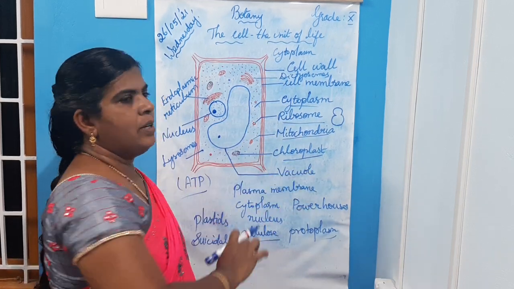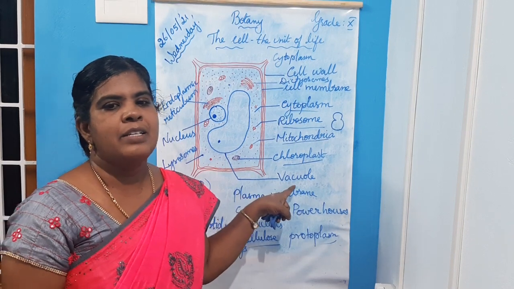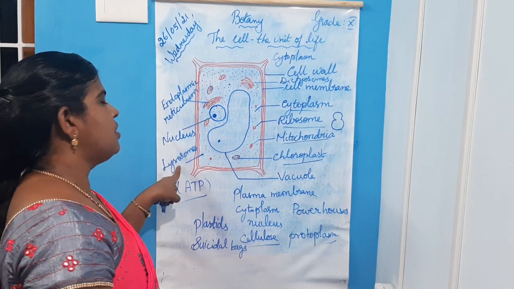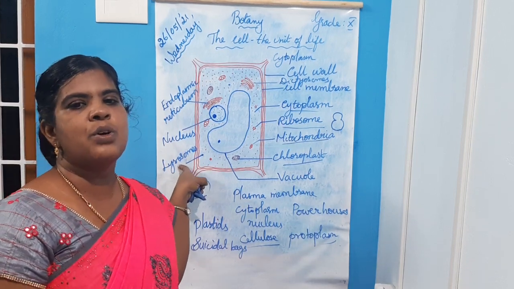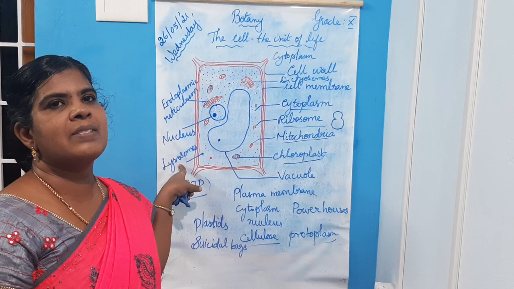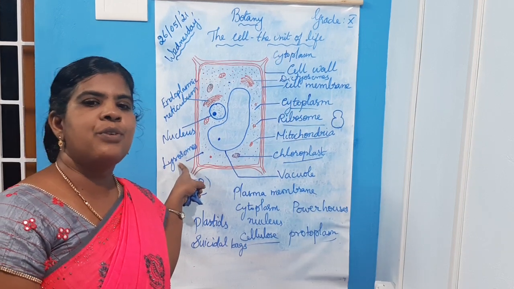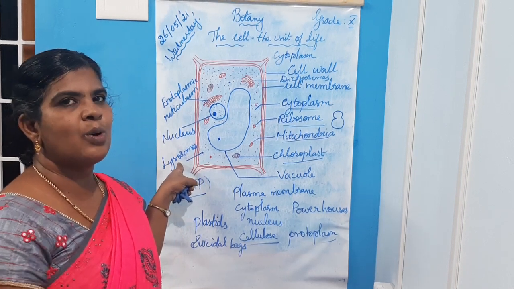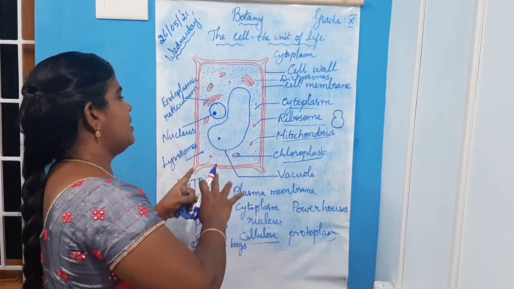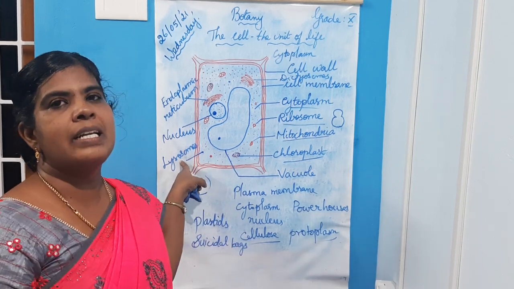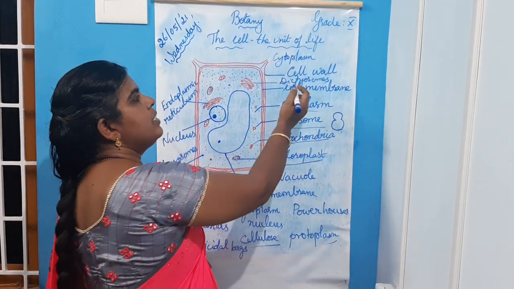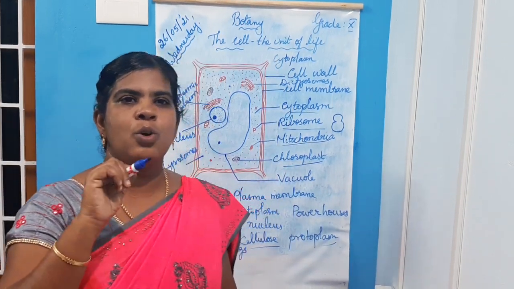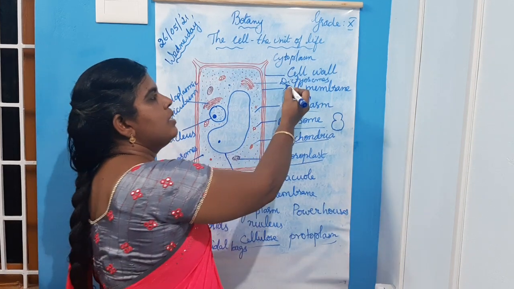Next, about the vacuole: it maintains water pressure inside the cell. What about the lysosome? Lysosomes are the suicidal bags of the cell. They contain a variety of enzymes and can digest material within the cell. What about dictyosomes? Dictyosomes in plant cells are the Golgi apparatus or Golgi complex.